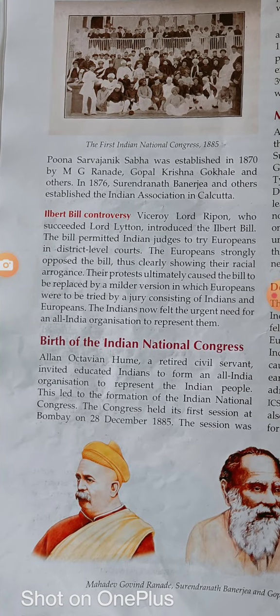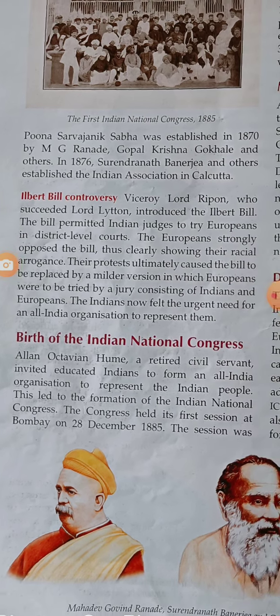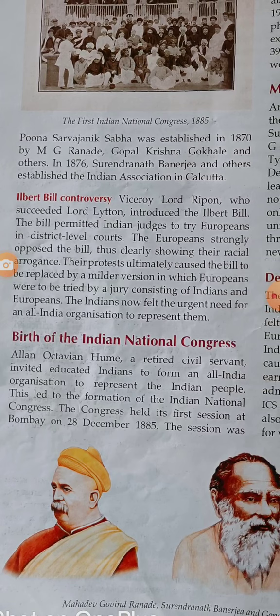Their protest ultimately caused the bill to be replaced by a milder version in which Europeans were to be tried by a jury consisting of Indians and Europeans. Basically, Europeans never wanted to have any Indian judge in the judiciary, so that they could easily be sent to their homes and there should not be any blame on them. This was not liked by the Indians. The Indians now felt the urgent need for an All India organization to represent them because everywhere Indians were getting exploited.